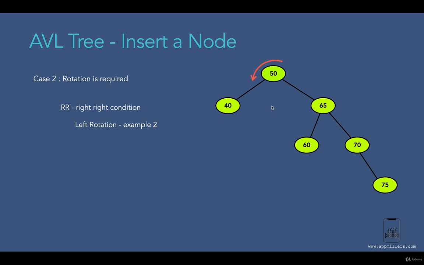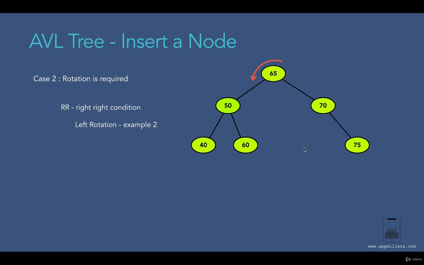Now whenever we are doing a left rotation for this case over here, this 50 will become the left child of this tree over here. So in this case, 50 will go down with its children. Then the right subtree's left child will become the right child of this 50 over here. So in this case, 60 moves as a right child of 50 over here. Then 65 will be the parent of this 50 over here.